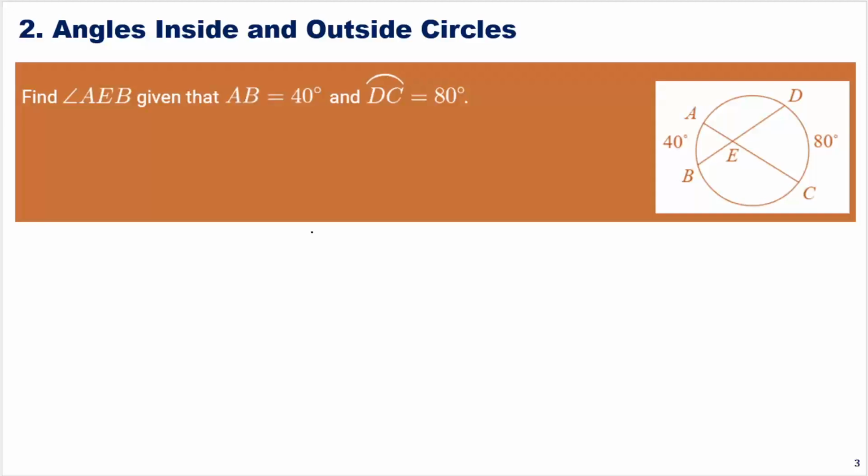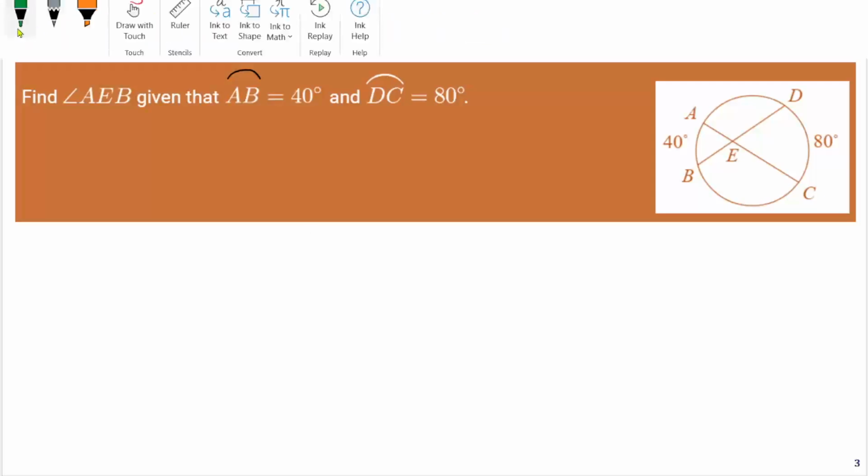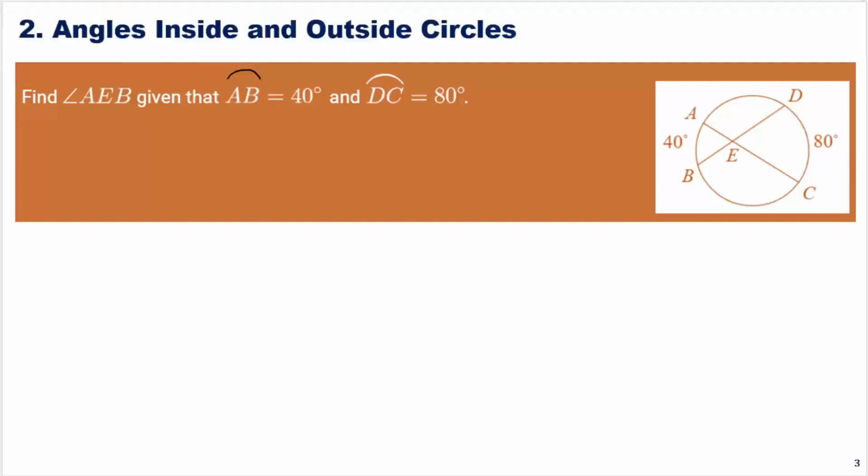So given that AB is 40 degrees, or there's a typo here, this should be arc AB, and also arc CD is 80 degrees, can you find angle AEB? And if you finish, please give your answer in the chat box, okay?